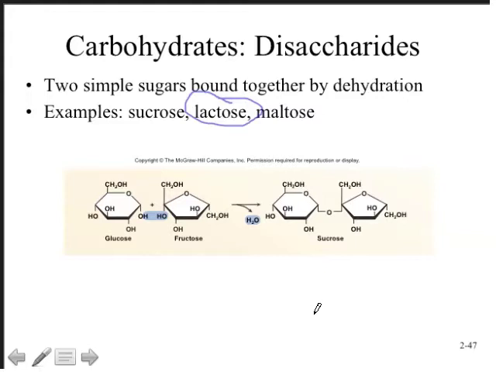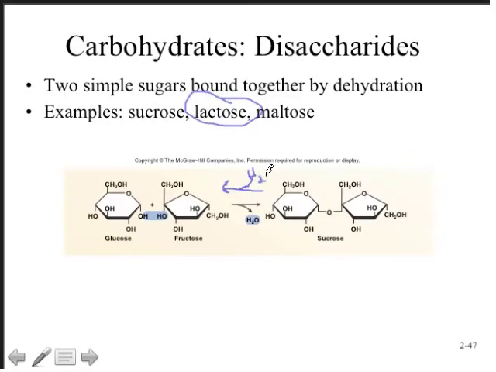Okay, so it's critical that we be able to break these chains down into their monosaccharide components. That would be the reaction indicated by this arrow, using a water molecule to split them in order to use them as fuel in our diet.